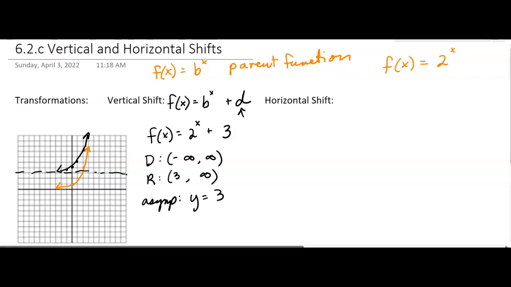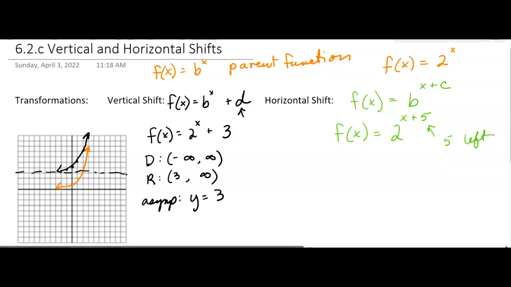Okay, now let's look at a horizontal shift. A horizontal shift is going to be in the form f of x equals b to the x plus c. Okay? So let's say our function is f of x equals 2 to the x plus, I'm going to do a big one, 5. Okay, well then this is going to shift. Now remember, it's going to be the opposite because it's horizontal. So it's going to shift 5 left. Okay, it's not going to shift to the right.